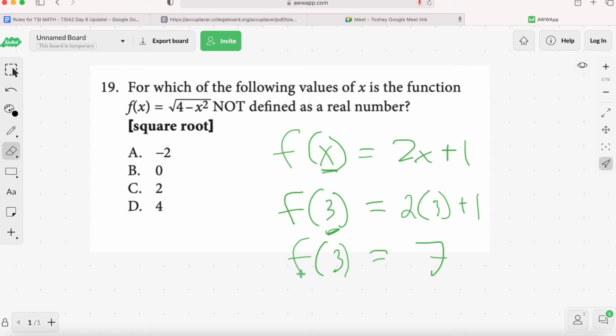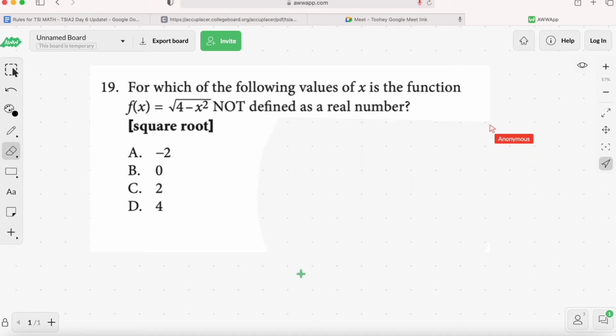Same thing here. We've got 4 possible values for x in the answer choices, and we're just going to plug those into the function. Now, we're looking for the one that is not defined as a real number. Ooh, this is really like a definition question. We've got to know what this term real number means.